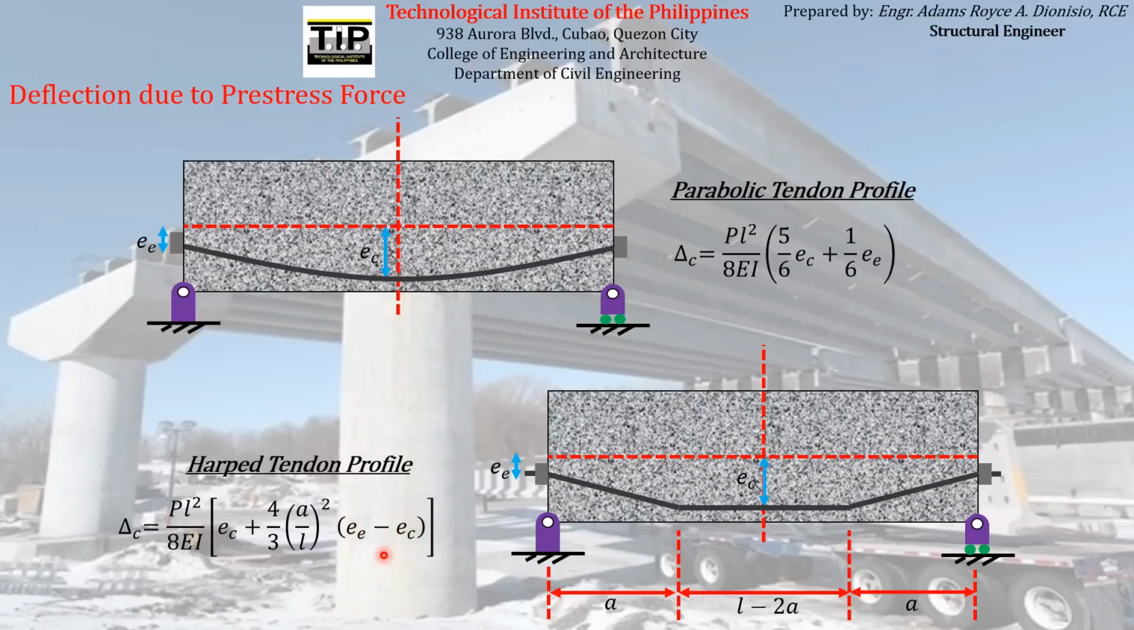So again, you can derive the formula for the single bend up profile that I have shown a while ago. Just make the eccentricity at the ends equal to 0, and then simplify the whole equation. So you can see there that the formula that will come out is just the same as the formula that I have shown a while ago for single bent up tendon profile. So those are the formulas for finding the deflections due to pre-stress force alone.